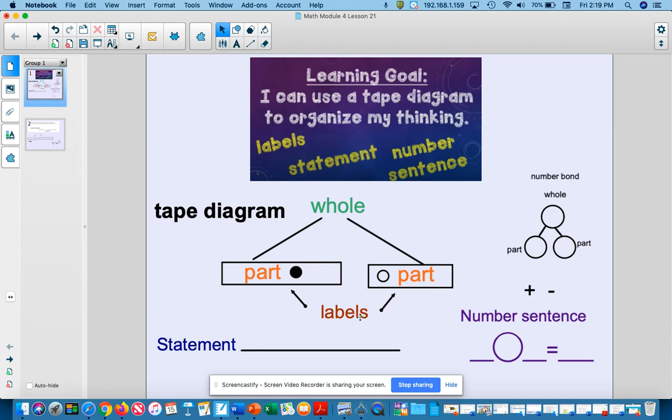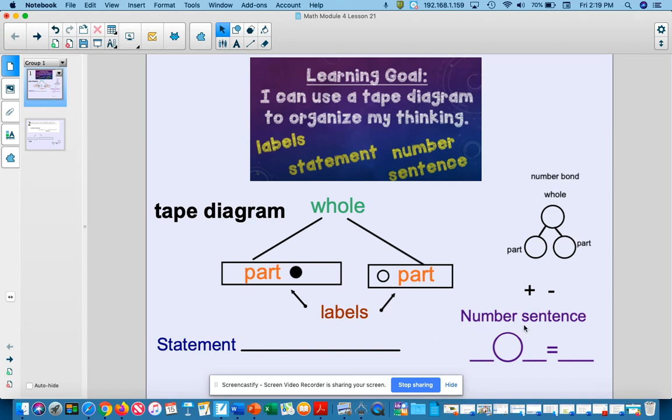Also, labels are important. You need to make sure that you label each part so you know which part it is you're talking about. And of course, the whole up top, that will be the total number, just like in our number bond, the whole. We also have a statement. So the statement is, when we're working with a word problem, the statement is the answer to the question. So you want to include a full sentence with your statement.